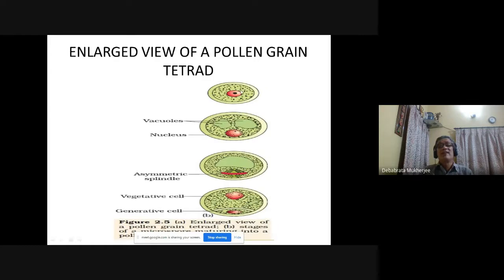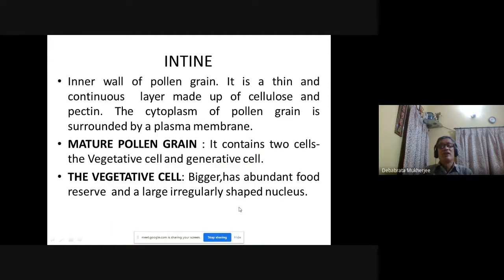Here is an enlarged view of a pollen grain. Two types of cells are there, the vegetative cell and the generative cell, and there is an asymmetric spindle. There are vacuoles and the nucleus, and it has a double cell. The inner wall of the pollen grain is a very thin and continuous layer of cellulose and pectin. The cytoplasm of a pollen grain is surrounded by a plasma membrane.